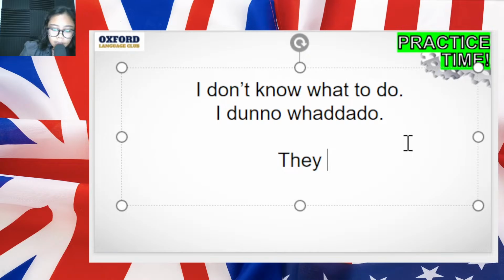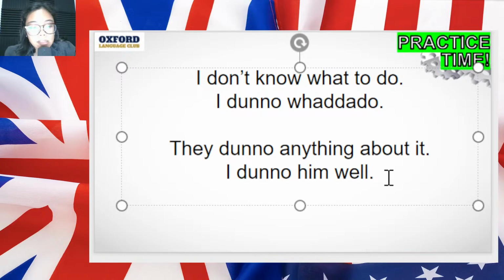Another sentence would be "I don't know him well." What is its full sentence? Its full sentence is "I don't know him well." Its natural form is this one: "I don't know him well." The full form is "don't know." The natural form is "the know." All right? Let's have this sentence.